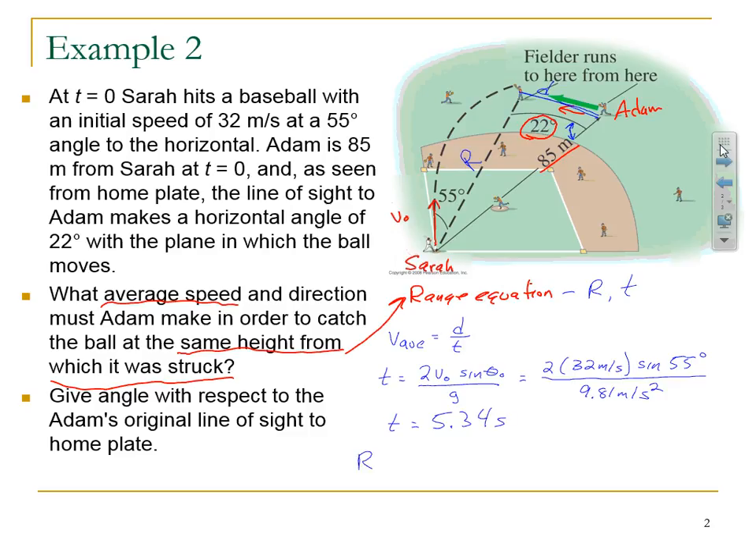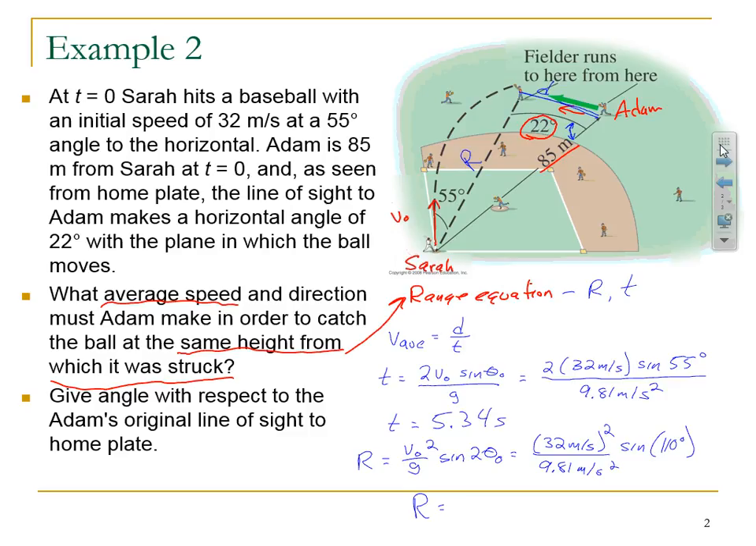We can also then calculate R, the distance that the ball travels, V naught squared over G, now times the sine of 2 theta. That's our range equation. And we know all this information also. My V naught is 32 meters per second. We square that. We divide by G again, 9.81 meters per second squared. And then we multiply this by the sine of 2 theta, which is 2 times 55 degrees. That's 110 degrees.